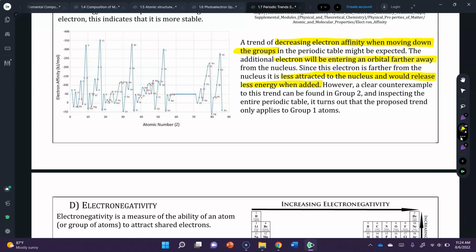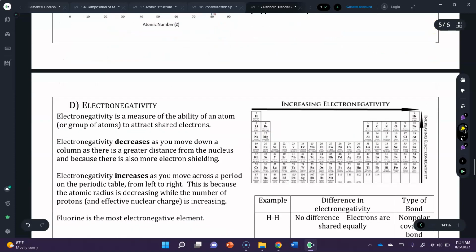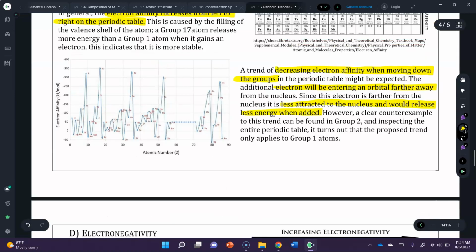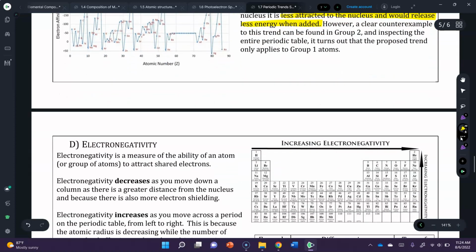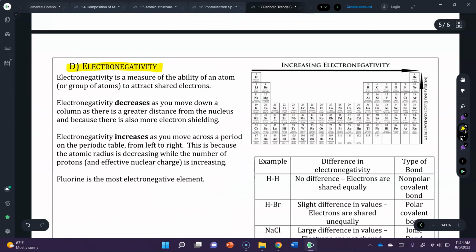However, a counterexample is found in group 2, and when you inspect the periodic table, this tends to only apply to group 1 atoms. Okay. So this one is a little tricky to test on, but it's good to know. Electronegativity does have clearer boundaries and predictable trends because of fewer exception rules. And remember at the start we said that exception rules are not tested.